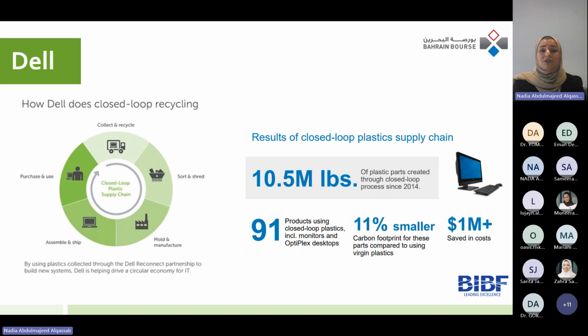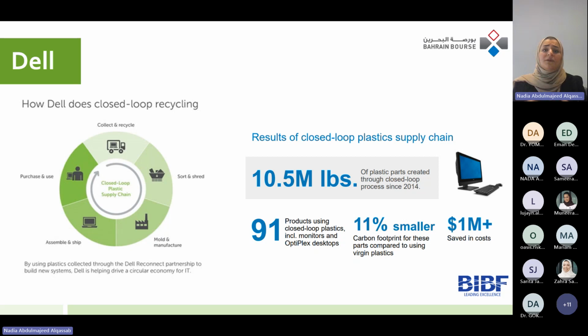So the advantages of a closed loop is that you don't really have to buy any new raw material. Hence, you're actually decreasing the costs that you incur as a company. So the advantages of this: 10.5 million pounds of plastic parts they created through closed loops, 91 products, closed loop monitors and desks, 11% smaller carbon footprint.